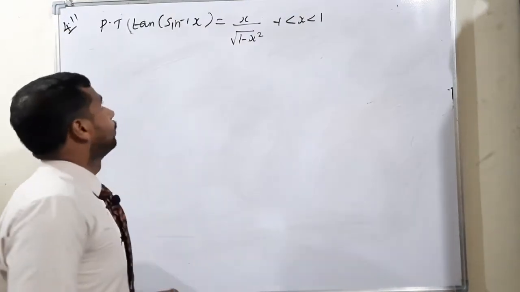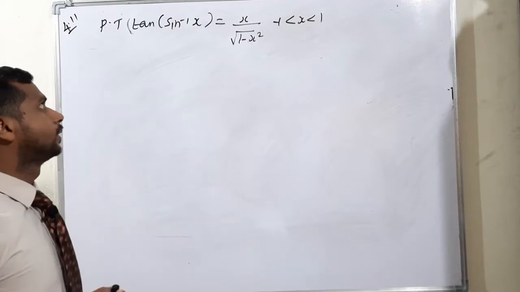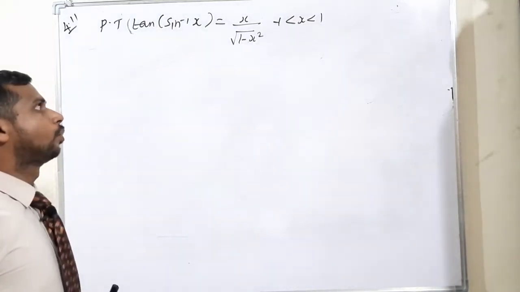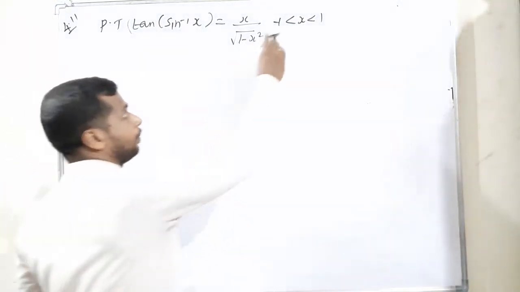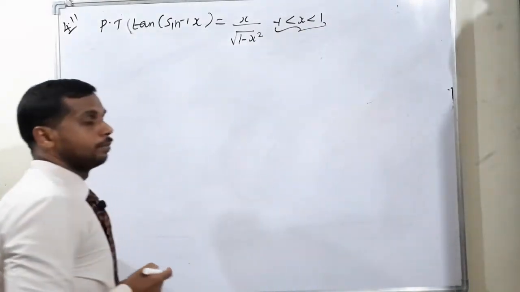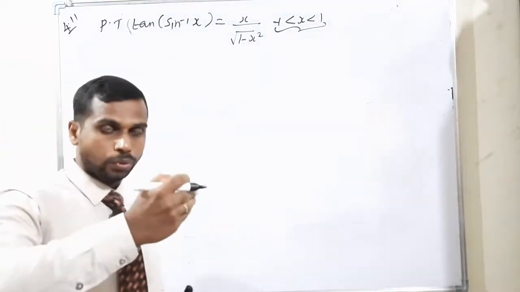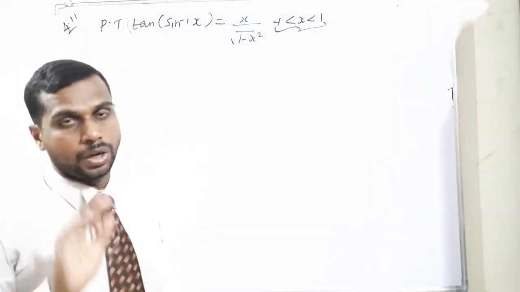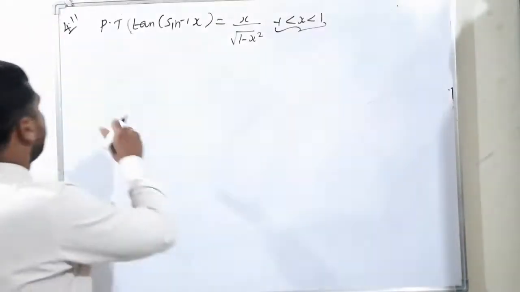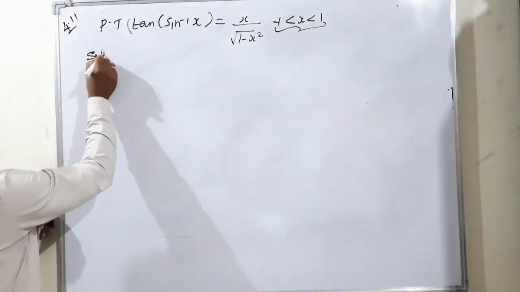Example 4.11: prove that tan sine inverse x is equal to x by square root of 1 minus x square. In between, this is also one of the important conditions. Minus 1 to 1 means minus 1 to 0 and 0 to positive 1. So, we have 3 conditions. So, one by one. First is the solution.